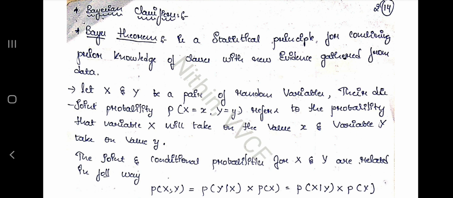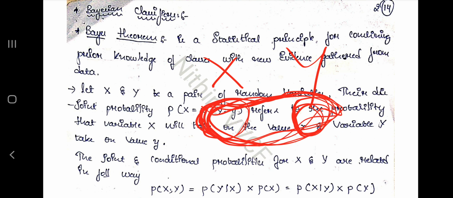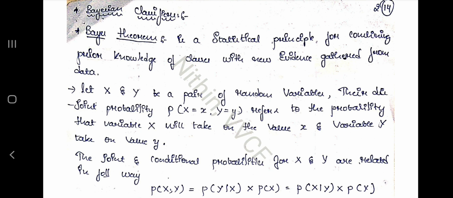In the Bayesian classifier, you will have two things, x and y. For x, there will be one probability, and for y, there will be one probability, and these probabilities form a formula called the Bayesian formula. Using those probabilities, we form a formula, and this theorem is called the Bayesian theorem. That's the first key point you need to write.